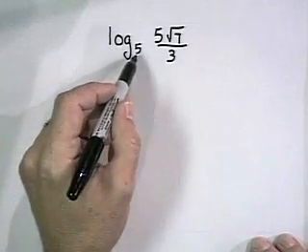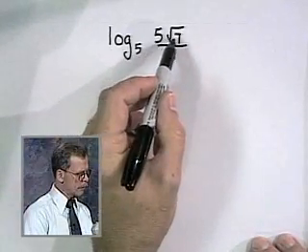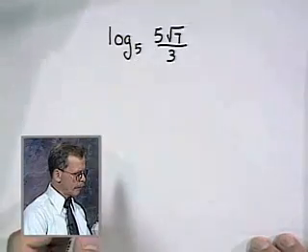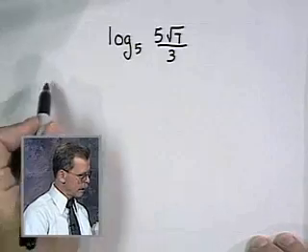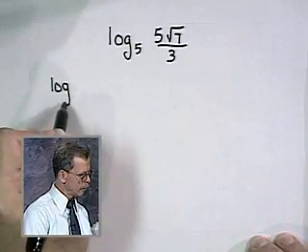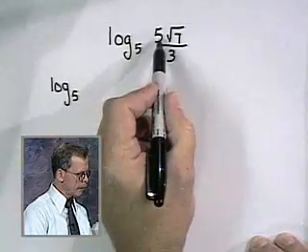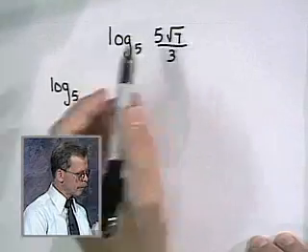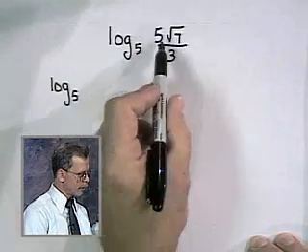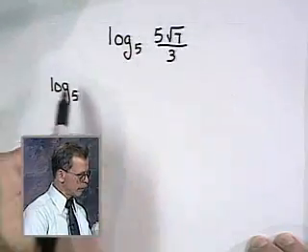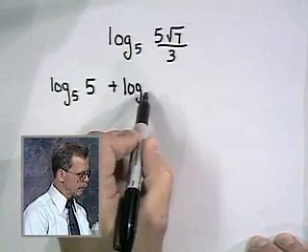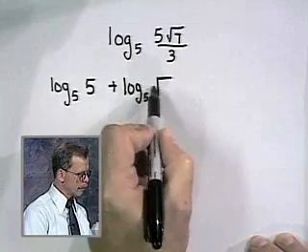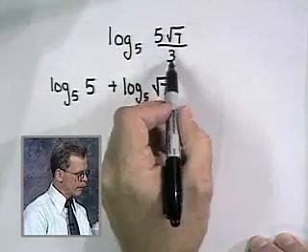We have log base 5 of 5 times the square root of 7, divided by 3. All of our problems will involve log base 5. Here's a product, 5 times the square root of 7, so that means we're going to add the logarithms of those two numbers: log base 5 of 5 plus log base 5 of the square root of 7. And then we divide.